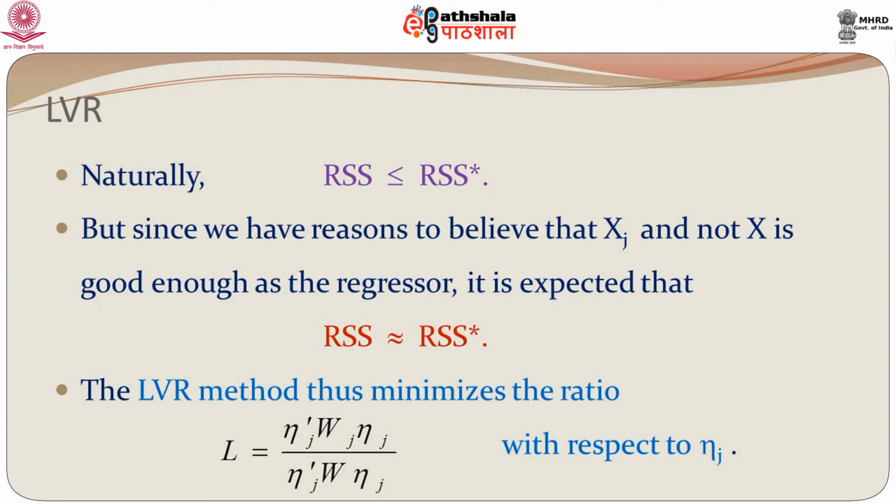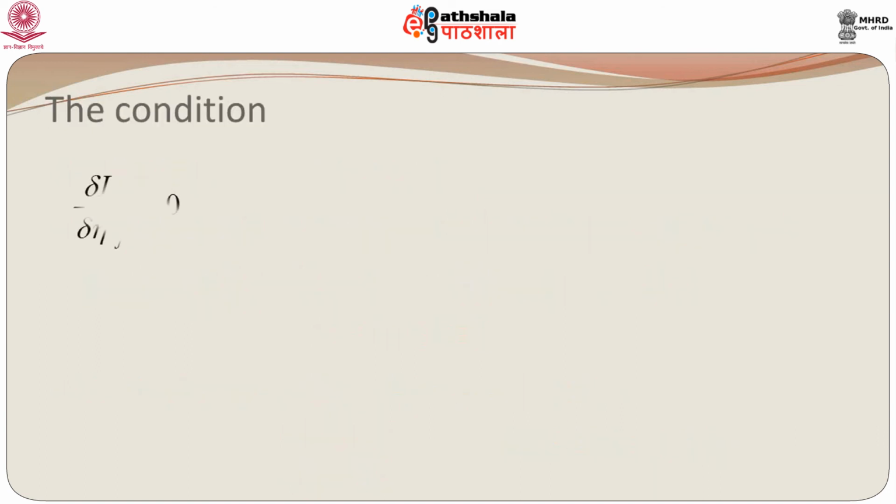And at this stage, I will tell you that the LIML also reduces to the same condition, that you minimize this ratio L, eta j prime Wj eta j by eta j prime W eta j. So, the LIML and the LVR become identical from this stage onwards. So, both minimize the ratio L, and this should be with respect to the parameter eta j, which we had been assuming known, but which are actually unknown. So, what are the conditions for this?